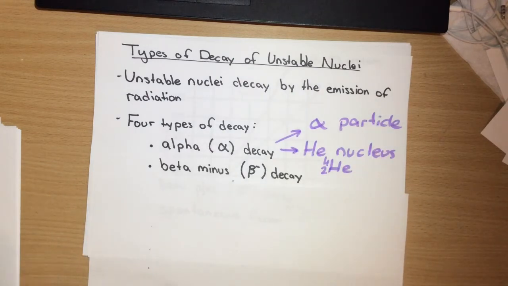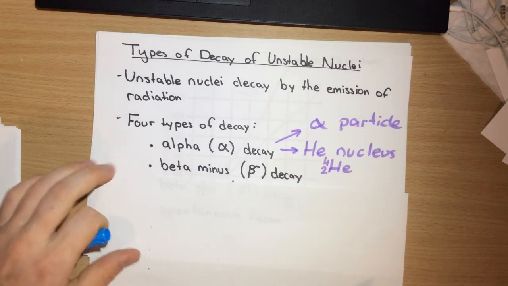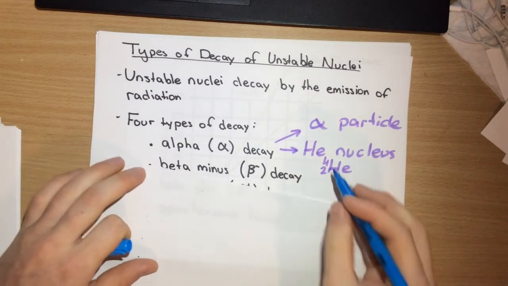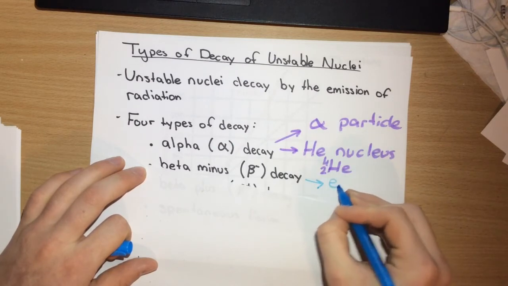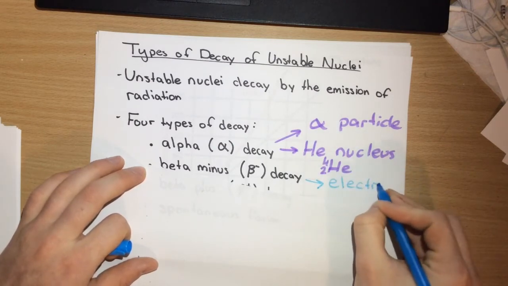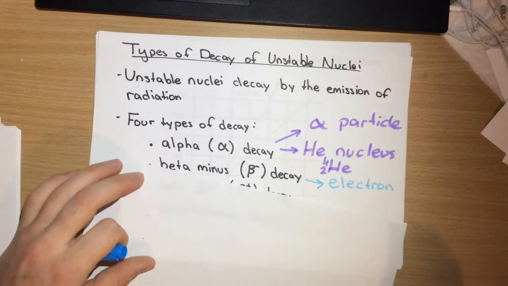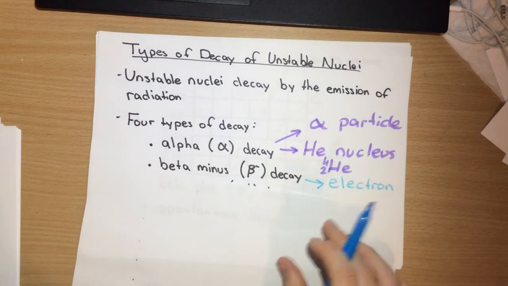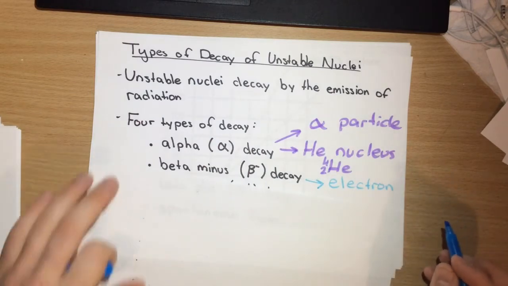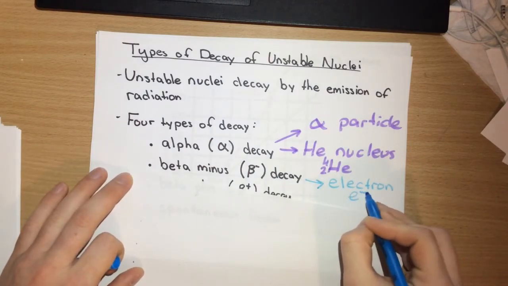All right, the next kind is beta minus decay. Beta minus decay is when our nucleus emits an electron. Okay, so that's where the minus comes from. So we're going to emit an electron. All of these decays emit something, and that's what I've put here. So that's an electron, and we can also write that as just an e minus.